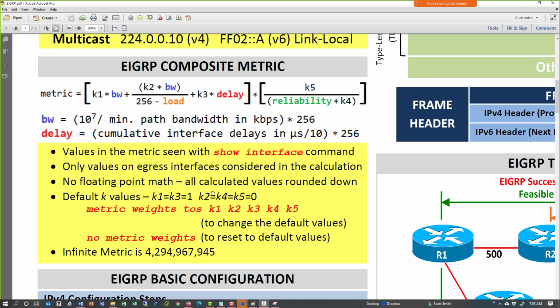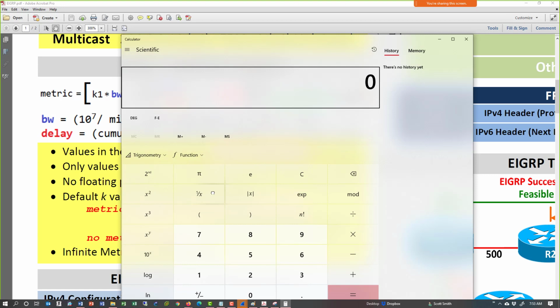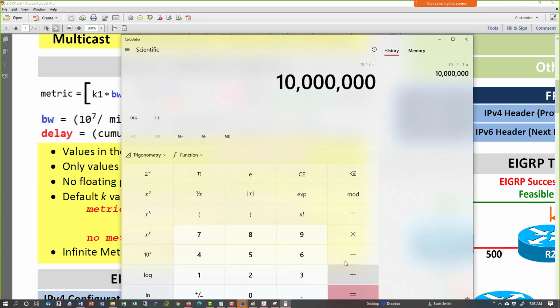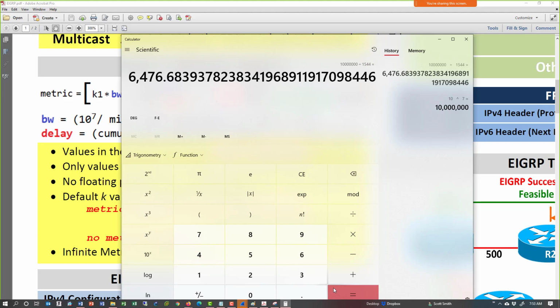Also, there's no floating point math, meaning that if an interface, for example, has a minimum bandwidth along the path of 1.544 megabits per second, I say 10 to the power of 7, and then I divide that by 1544, which is kilobits per second, I get 6476.6839, etc. There's no decimal value in the calculation.